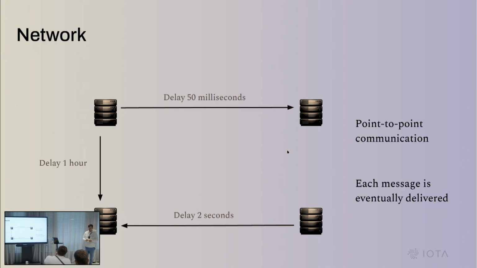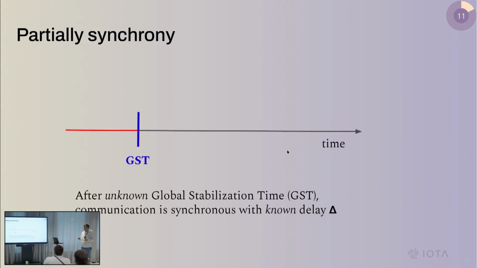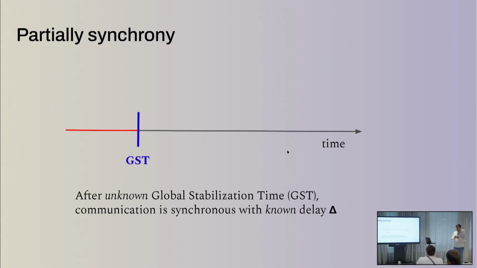We don't assume completely asynchronous communication, so we consider a practical trade-off between synchronous and asynchronous communication, such that there is a certain moment called global stabilization time. Before that moment communication is asynchronous and nobody knows about this moment, but after that moment communication becomes synchronous with a known delay delta.